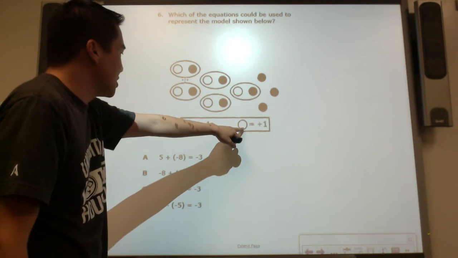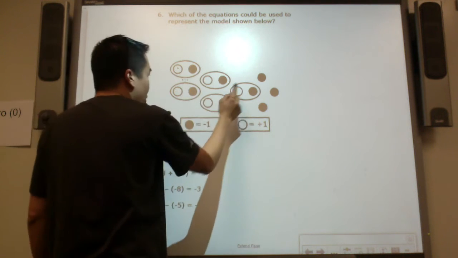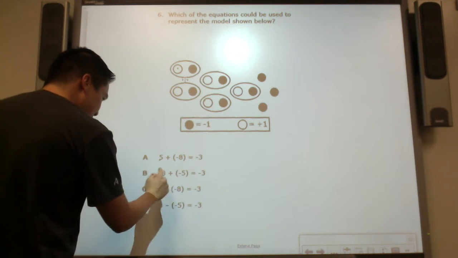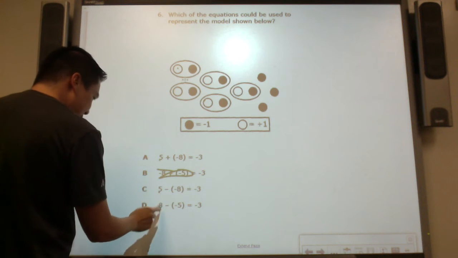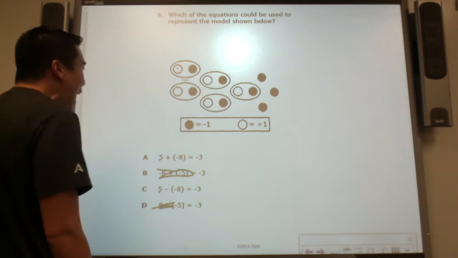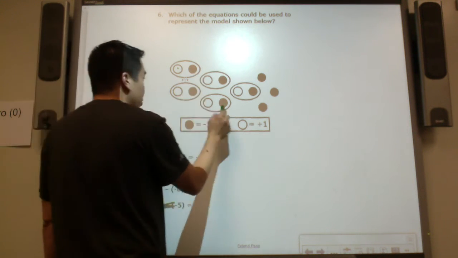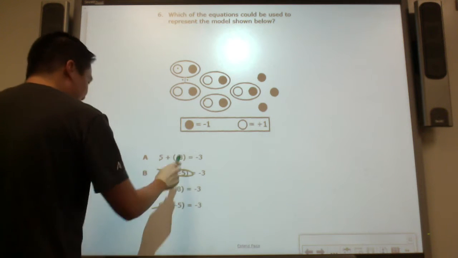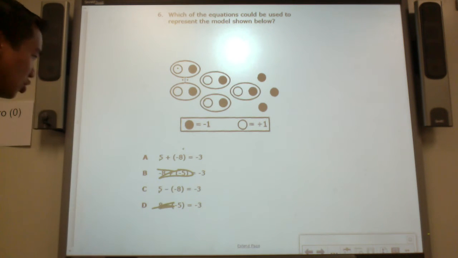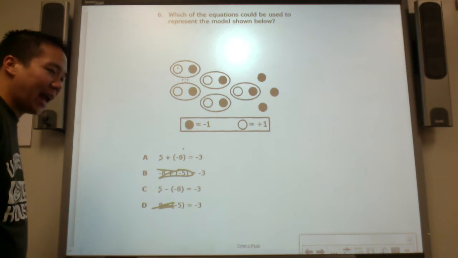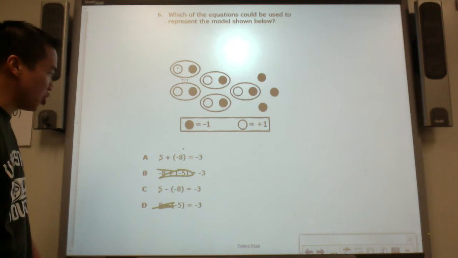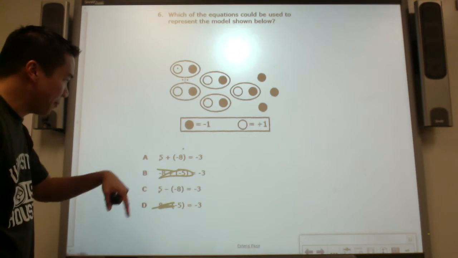How many positives do you see here? 1, 2, 3, 4, 5. Yes, no, yes, no. How many negatives do you see here? 1, 2, 3, 4, 5, 6, 7, 8. 8 negatives. So which one is it? Is it A or C? Because they both show 5 and -8.